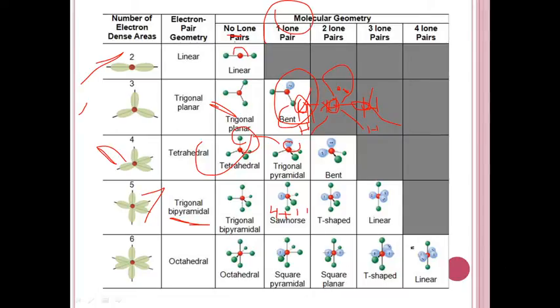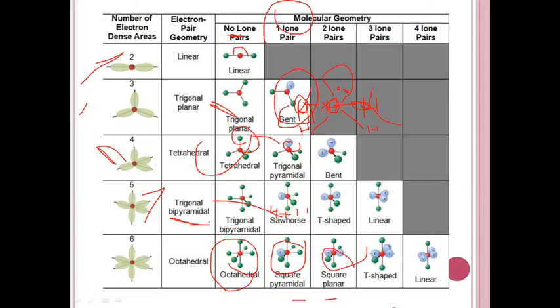Then if it is 3 bond pair and 2 lone pair, it is T-shaped. Then if it is 2 bond pair and all the other 3 are lone pair, it is linear only. So out of 6, if all are bond pair, it is octahedral. If you have 5 bond pair and 1 lone pair, then it is square pyramidal. If it is 4 bond pair and 2 lone pair, it is square planar.